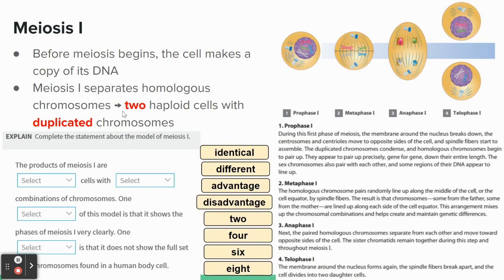Now, before meiosis begins, a cell has to make a copy of DNA. Meiosis 1 separates the two homologous chromosomes, okay? So you get two haploid cells with duplicated chromosomes. So if you look here in this picture, you've got prophase 1, right? During this first phase of meiosis, the membrane breaks down, the centrosomes and centrioles do their thing, and those duplicated chromosomes condense. The homologous chromosomes begin to pair up.